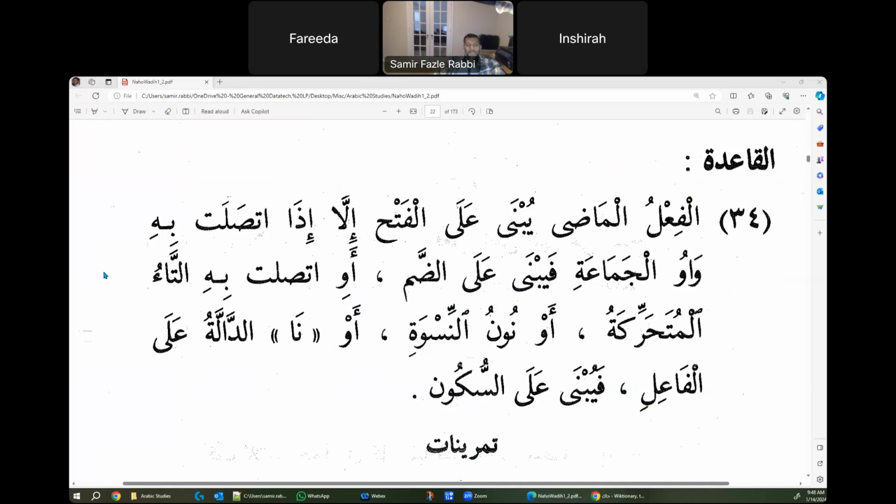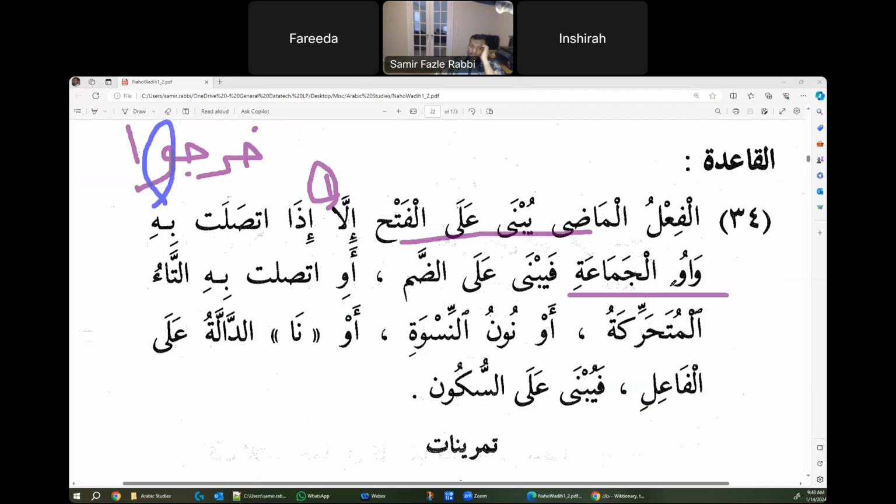So we'll say the fa'al Madi is mabniun ala al-fatha, except, this is exception number 1, if it's connected with the Waw al-Jama'a. The Waw al-Jama'a, what is that? If we have the word kharaja, then it would be kharaju. This waw, this thing right here, they call this waw al-jama'a, which is plural, the waw for plurality.